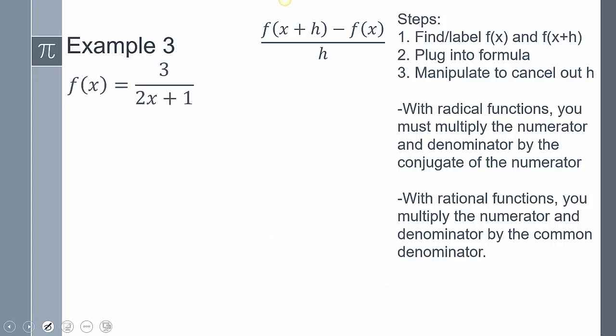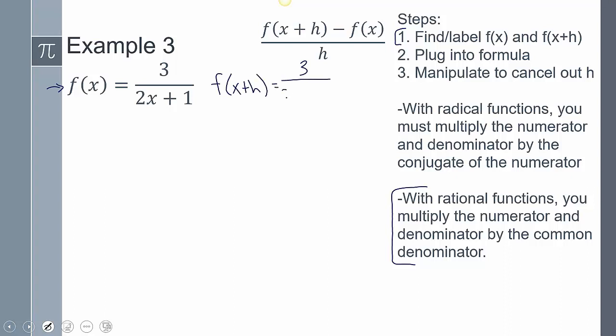Example number 3. So we're going to be doing the same thing, except now, because it's going to be a rational function, you must multiply the numerator and the denominator by the common denominator. So we're going to see what that means in a second. First thing I need to do is find and label my f of x and f of x plus h. So here's my f of x, I have that. Now I need my f of x plus h.